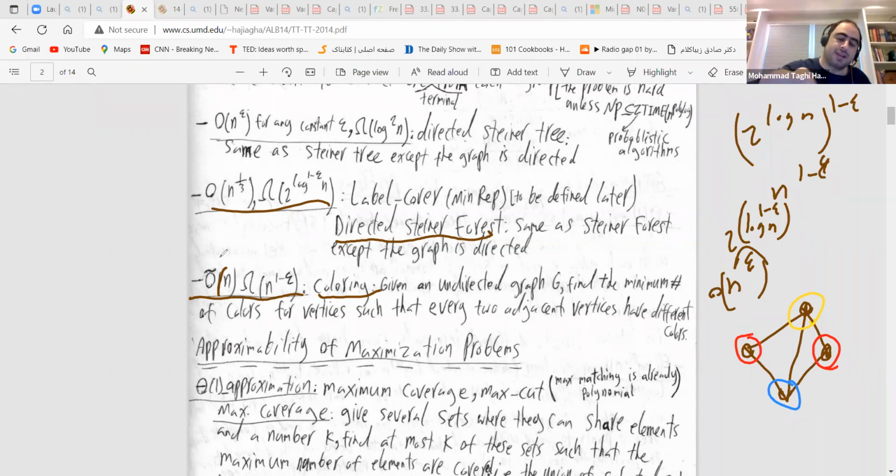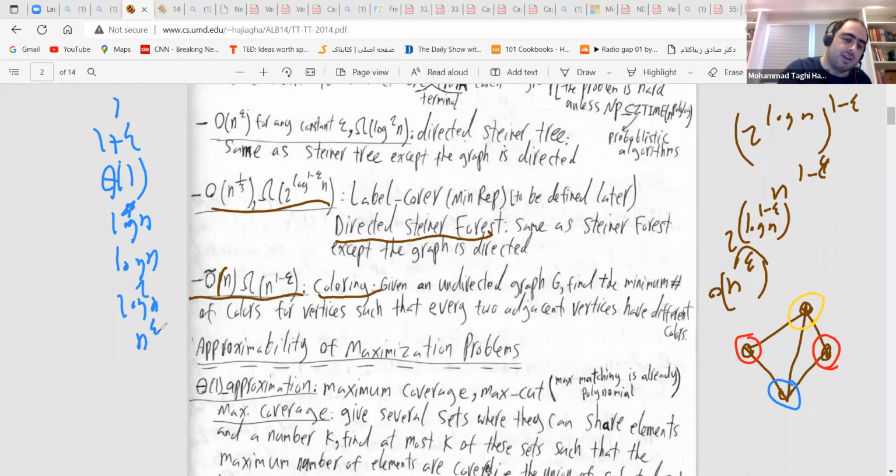So we have a different set of classes of problems. Again, as we discussed, we have a 1 plus epsilon approximation. Then we have order 1. Then we had log star n. As I mentioned, there are some problems which are square root of log n, but then we have log n. Then we have log n to the 2. Then I think n to the epsilon for any constant epsilon. Then n to the 1 over 3. And then finally, we have order n. So this is a large set of classes that we have for minimization problems.